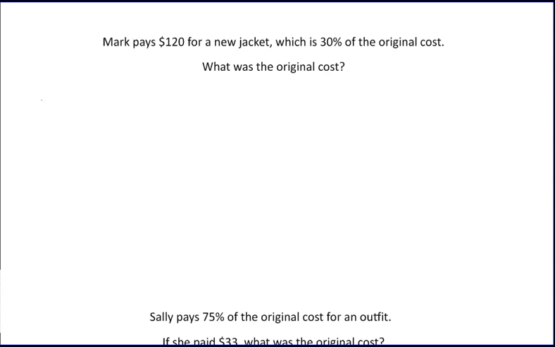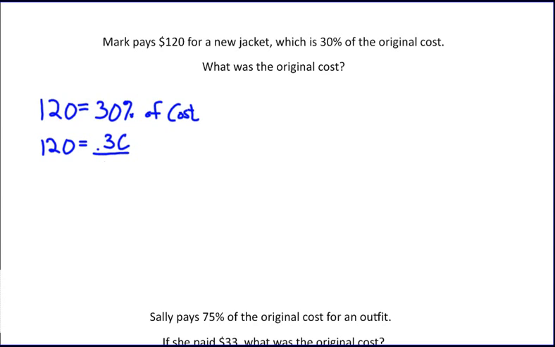We know that 120 is equal to 30% of the original cost. From there, we can take out the English words and change everything into something that looks a little bit more like algebra. And at that point, I simply want to get the c alone by dividing by its coefficient, which is 0.3, on both sides.